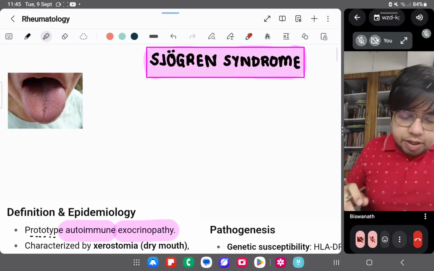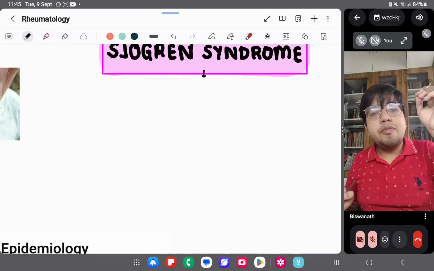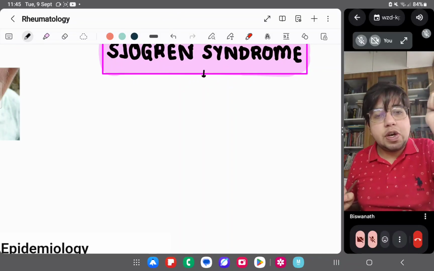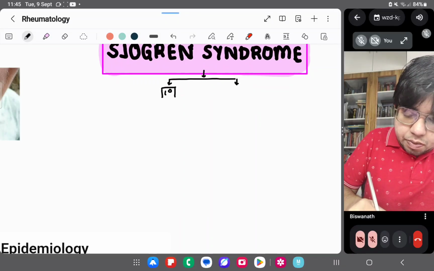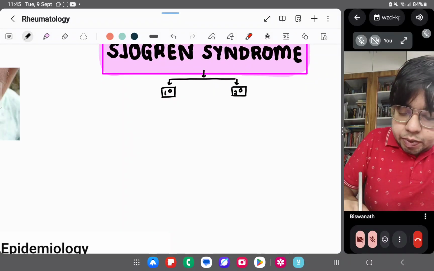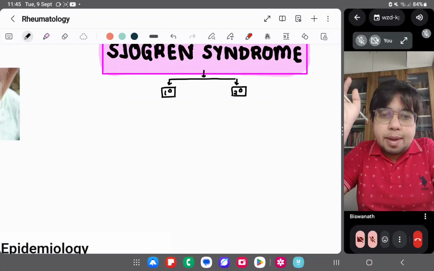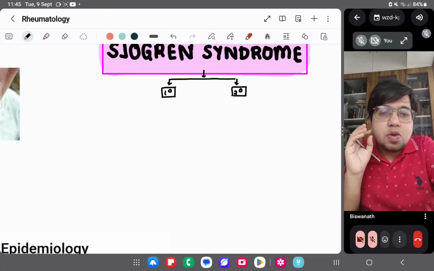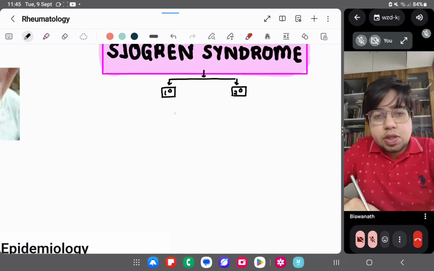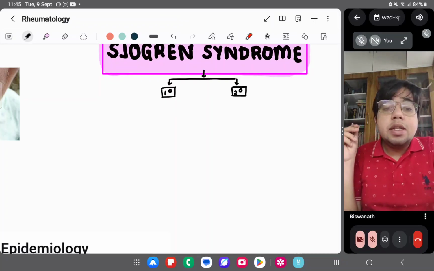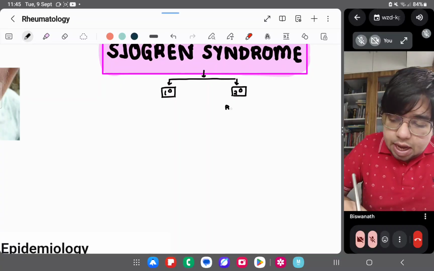So starting off with Sjogren per se, let's start. Sjogren syndrome can be broadly divided into primary Sjogren and secondary Sjogren, right? So primary and secondary. In primary Sjogren syndrome, there is no association with any systemic disorder. But secondary Sjogren is associated. The most common secondary association of Sjogren syndrome is basically rheumatoid arthritis, RA.